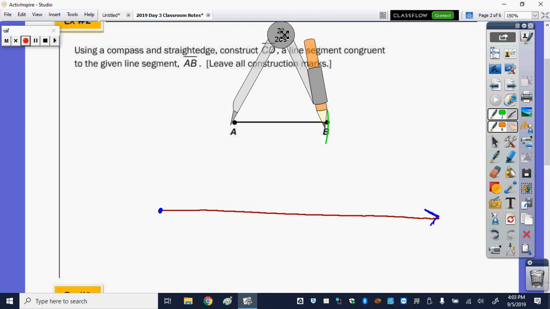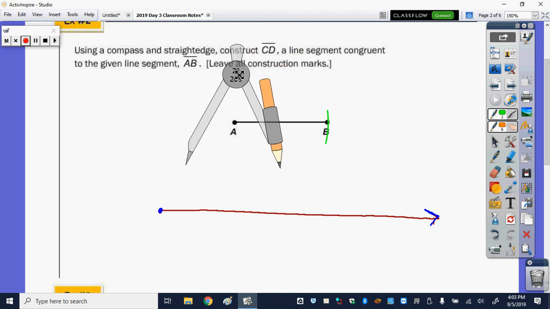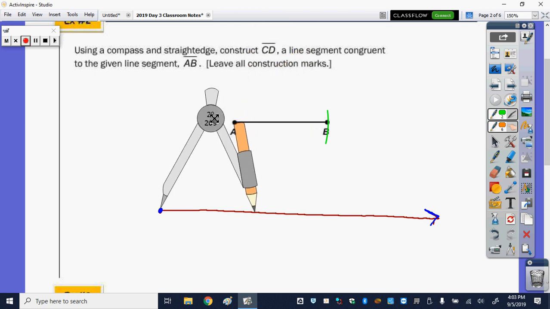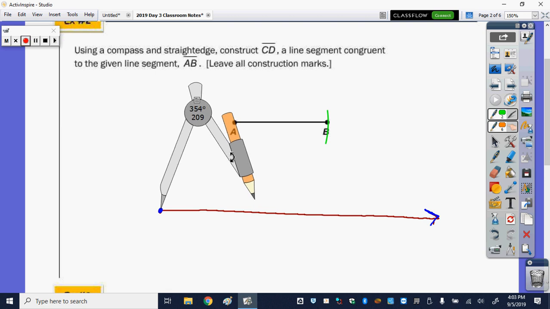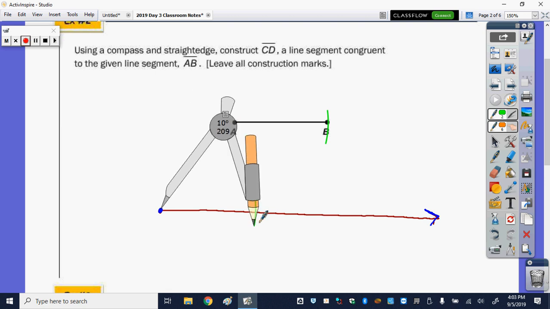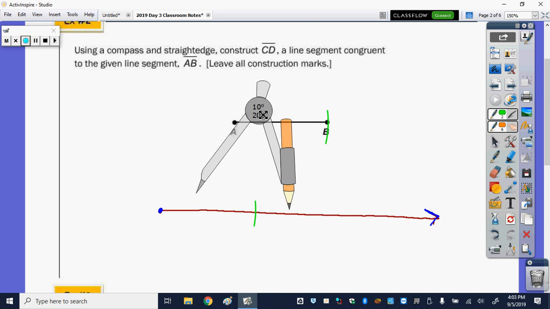Then you bring it over, bring your compass point to the endpoint of this segment, line it up, and make an arc with your compass width the same as above. That compass width is actually a radius. It's the radius of the circle you would draw with the center at that blue dot.